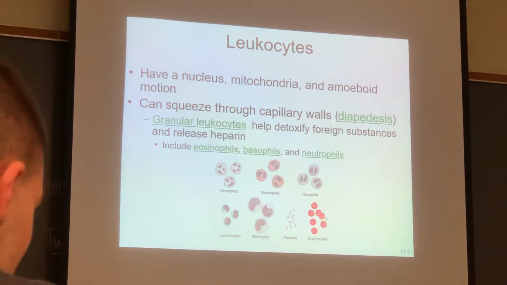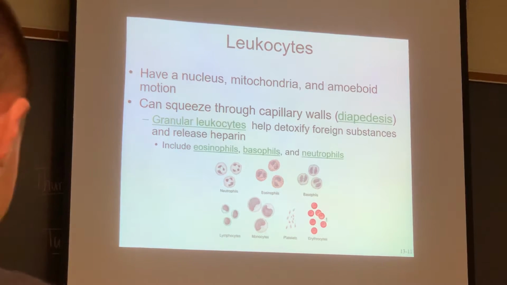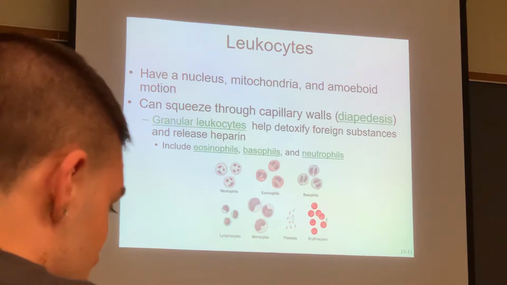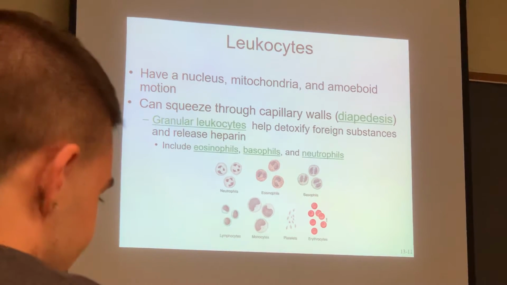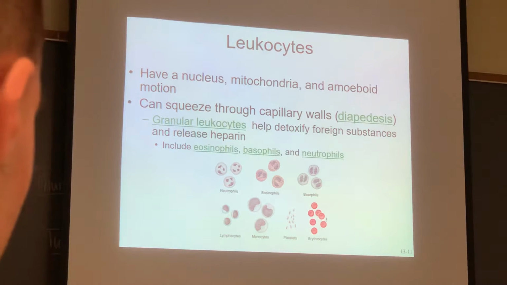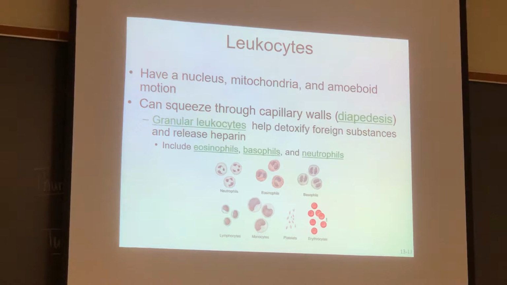So generally speaking, if you want to remember the order of the most abundant white blood cell to the least abundant, you can remember the phrase, never let monkeys eat bananas. Neutrophils for never, lymphocytes for let, monocytes for monkeys, eosinophils for eat, and basophils for bananas. Bananas for basophils, I guess. It's very easy to do it that way.